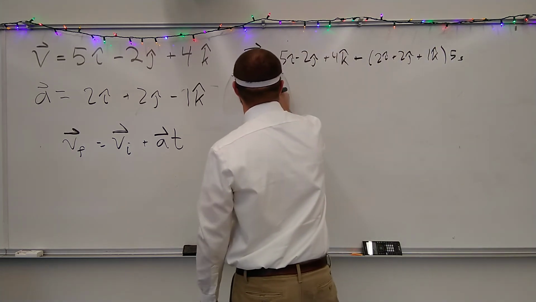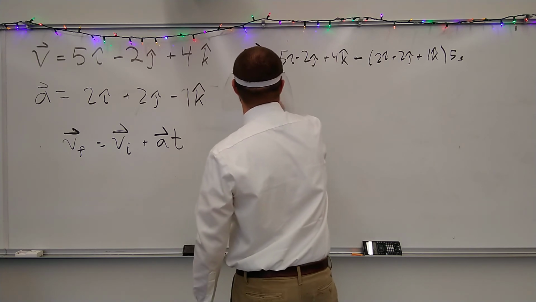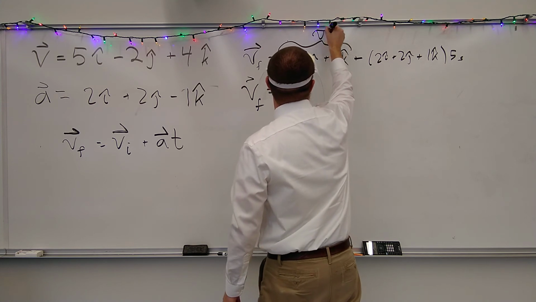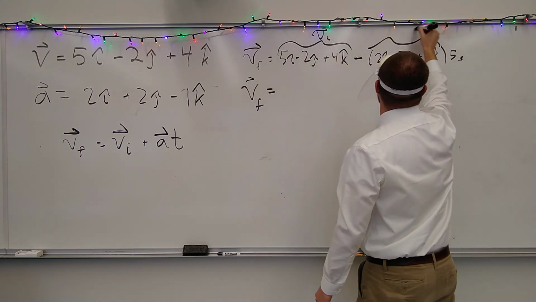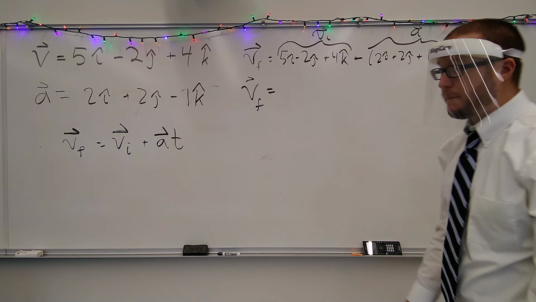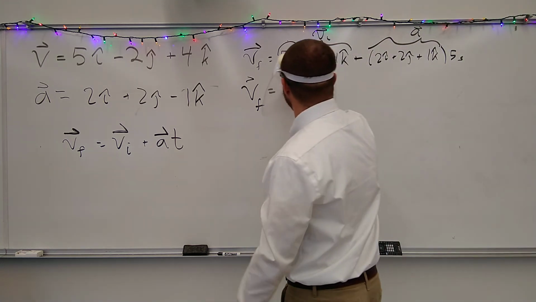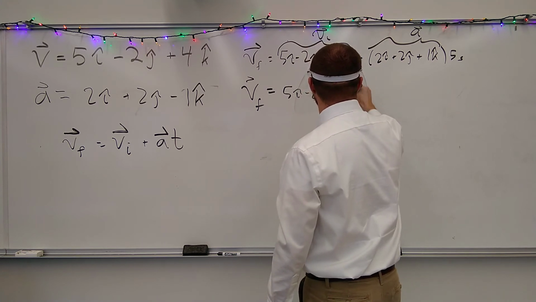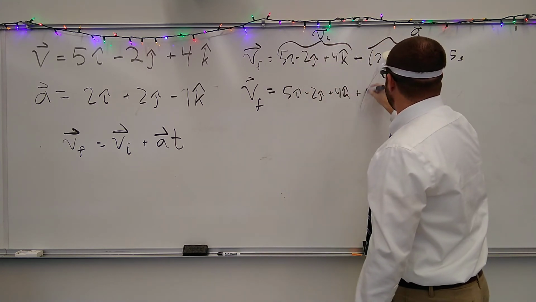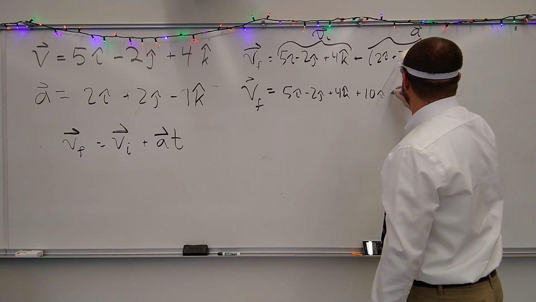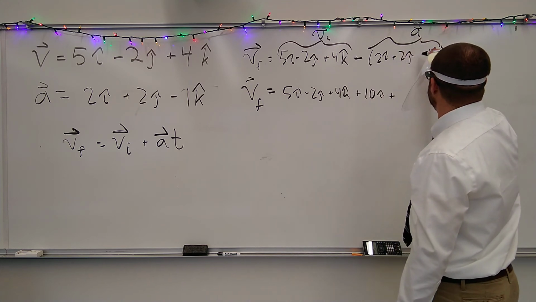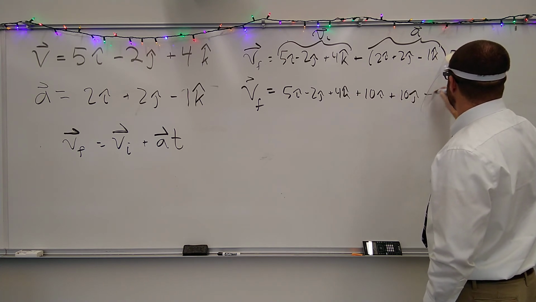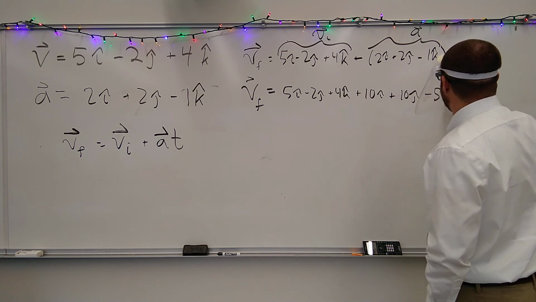So I'm going to start writing this all out. The final velocity vector. Remember, this was our initial velocity vector. This was our acceleration vector. So our final velocity vector is 5I hat minus 2J hat plus 4K hat plus 10I hat plus, oh, this was supposed to be a negative there, I almost made a sign error, plus 10J hat minus 5K hat.